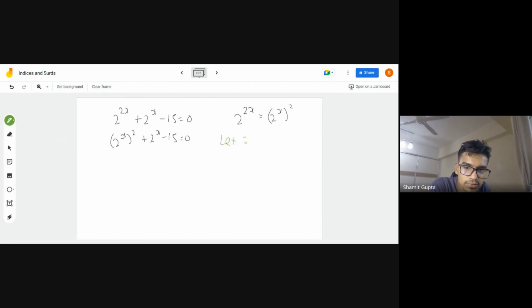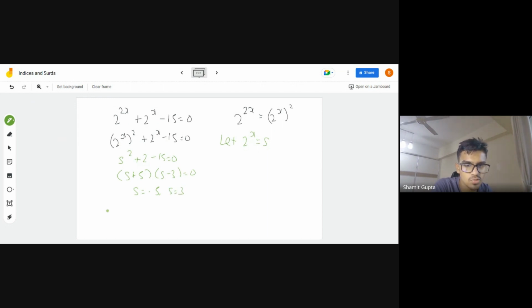Let 2 to the power x equal s. You can use any letter, but because my name starts with s, I'm using s. So if 2 power x is the same as s, I can write this as s squared plus 2s minus 15 equals 0. Oh, this is just basic quadratics. I can solve this. S plus 5, s minus 3 equals 0. So I get s equals negative 5 and s equals 3.